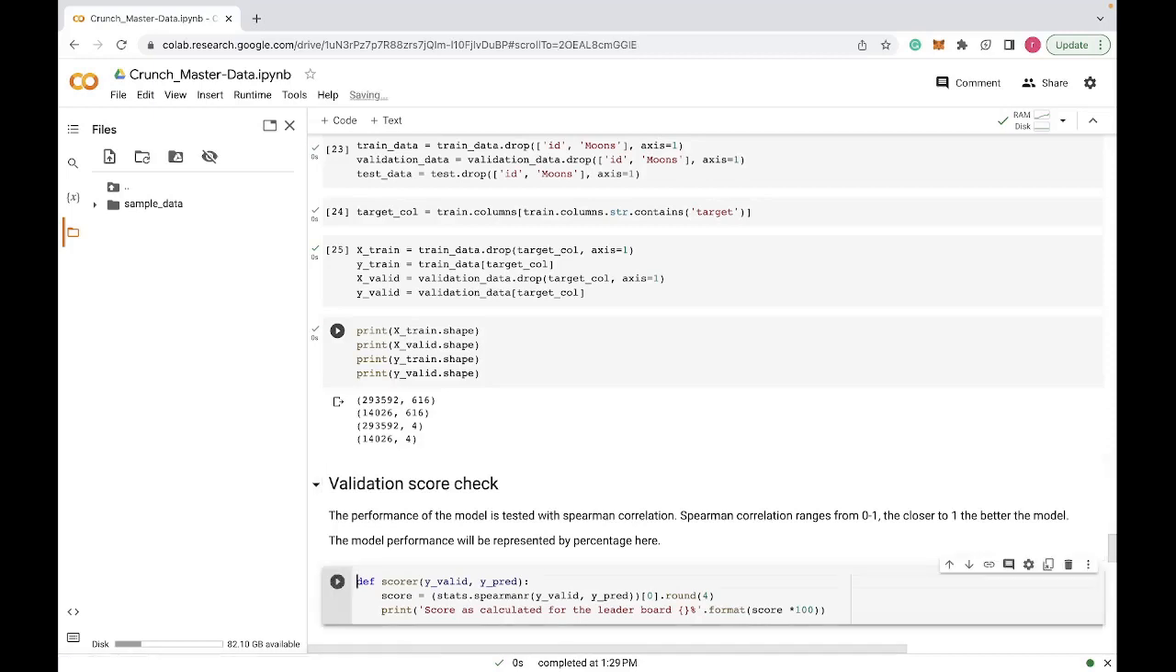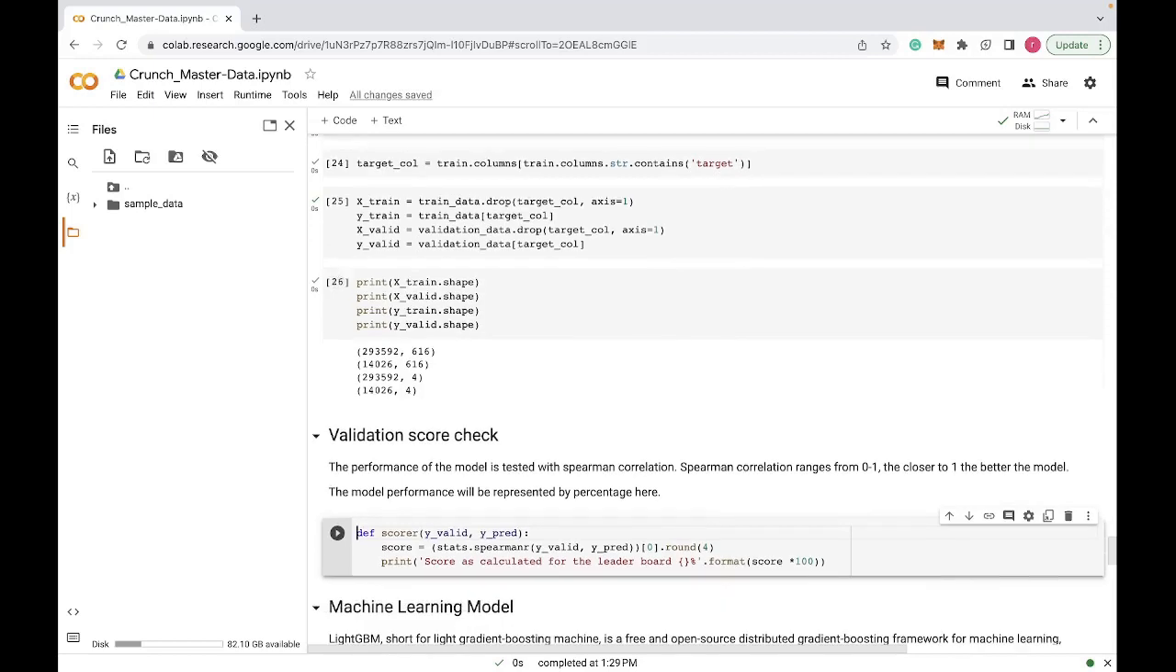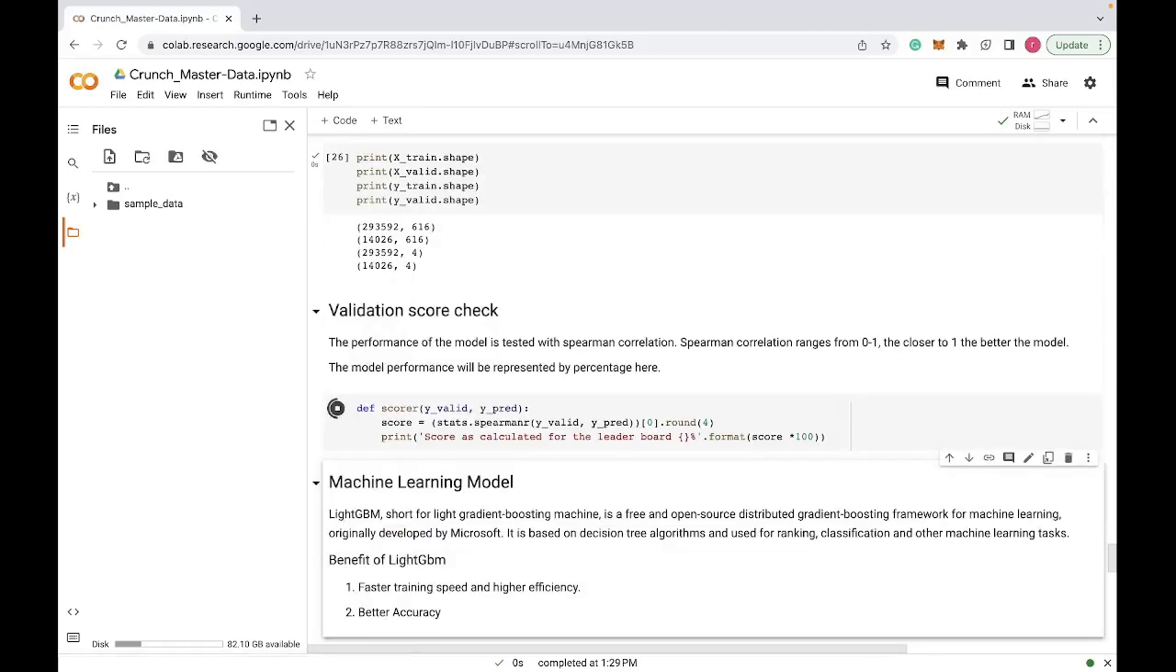The validation score, the performance of the model, is tested with Spearman correlation. Spearman correlation ranges from 0 to 1. The closer to 1, the better the model. So the model performance will be represented as a percentage here. So we define a function in order for us to use our Spearman correlation.